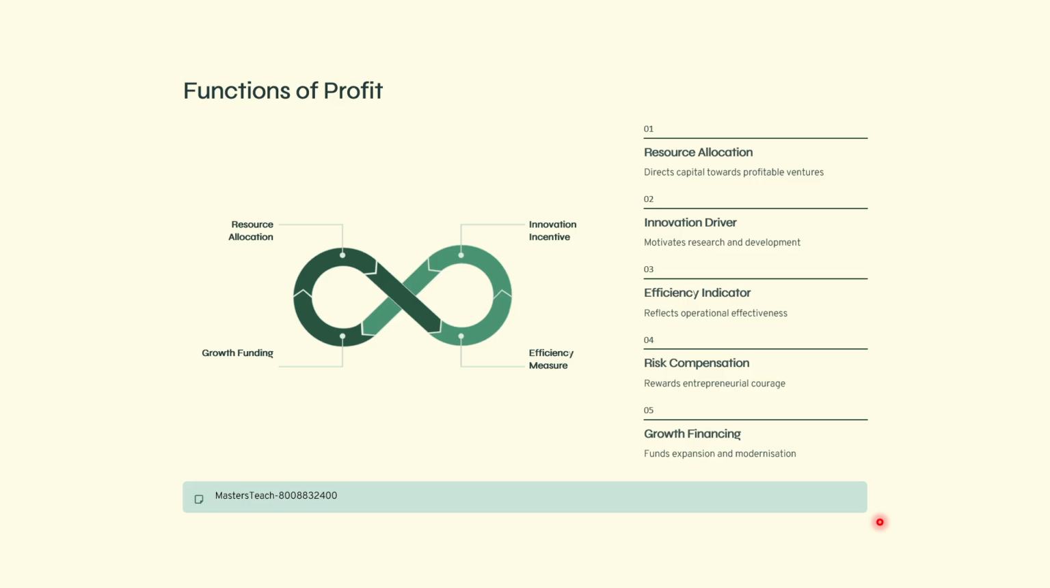So what are the functions of profit? Once you get the profit, it is resource allocation, directing capital towards a profitable venture. Innovation driver: if you get the profit, you will get more innovation and motivate research and development. It indicates efficiency, and if you have already taken the risk, it is a reward for you. Then growth finance: profit says that you can expand your business. The functions of profit are resource allocation, innovation driver, efficiency indicator, risk compensation, and growth finance.